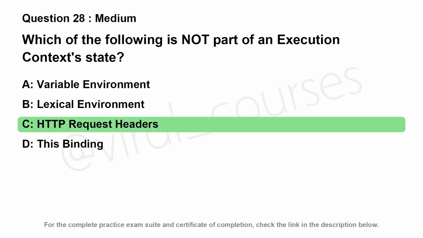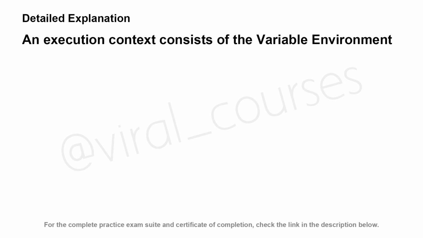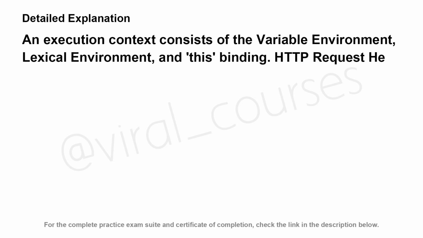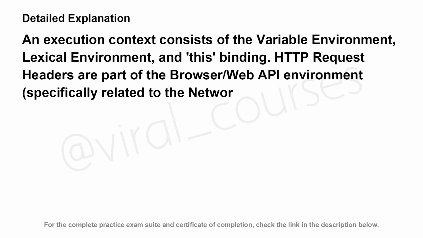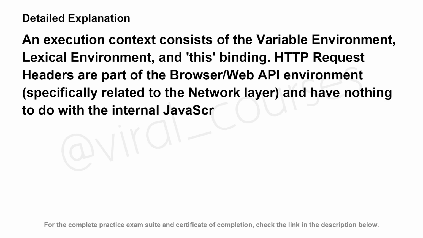The correct answer is C. An execution context consists of the variable environment, lexical environment, and this binding. HTTP request headers are part of the browser web API environment, specifically related to the network layer, and have nothing to do with the internal JavaScript execution context state.